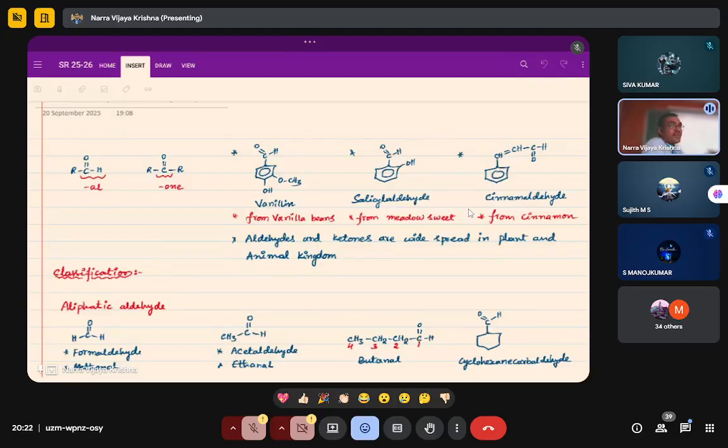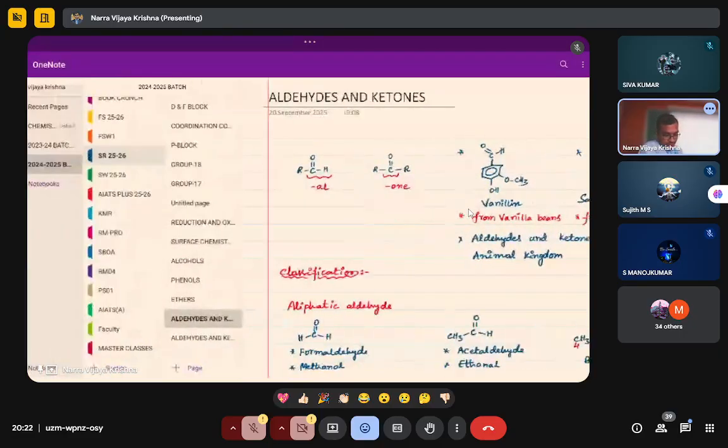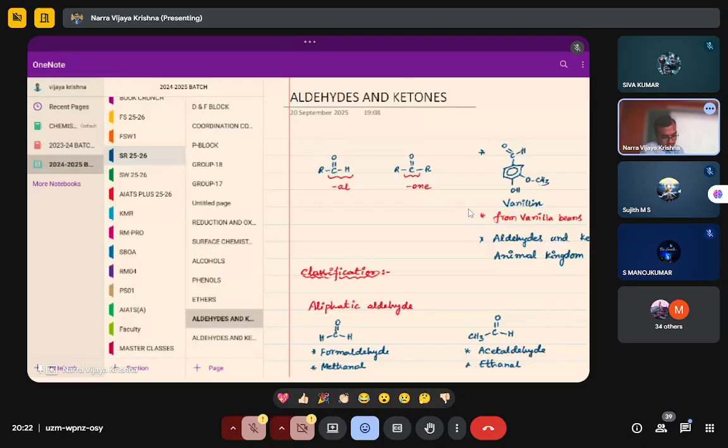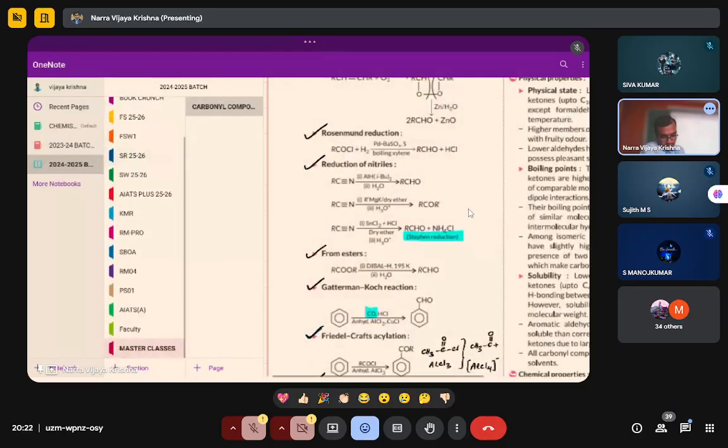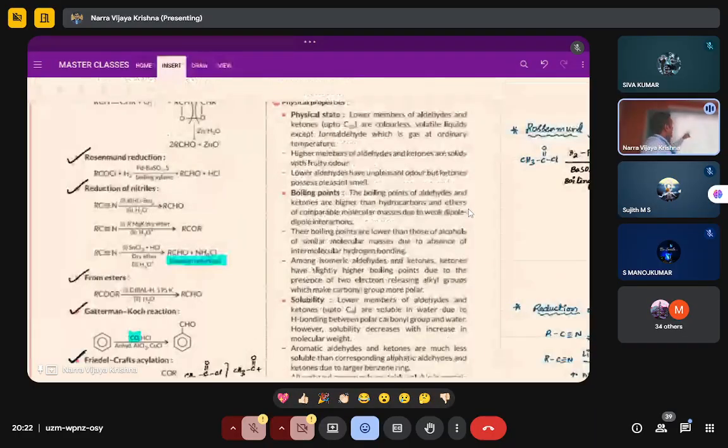Then cinnamaldehyde from cinnamon. It also has a taste not sweet, but similar to sweet type. In biryani, that tree bark, right? Cinnamon. Aldehydes and ketones are widespread in plant and animal kingdom. That's what they are saying. Any questions? Is it clear about that statement?